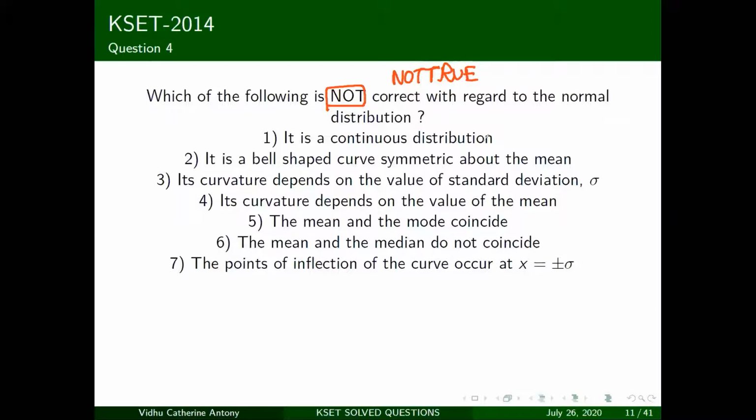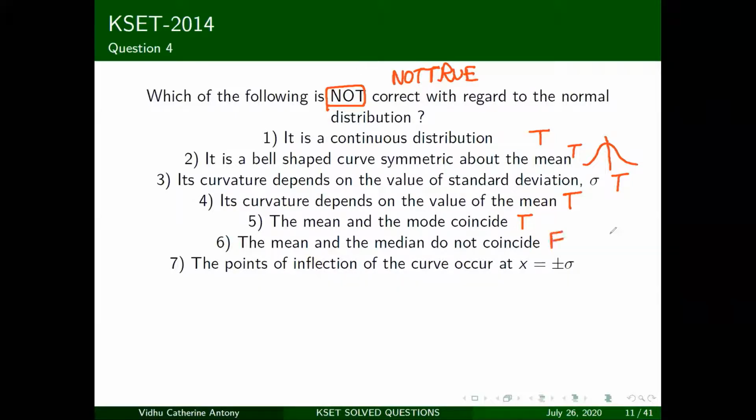So it is a continuous distribution. This is true. It is a bell-shaped curve symmetric about the mean. This is how your Gaussian distribution looks, and it is symmetric about the mean, so this is true. Its curvature depends on the value of the standard deviation. So you have sigma, this is true. Its curvature depends on the value of the mean. So this too is true. I will tell you why in a moment. The mean and the mode coincide. This is true. The mean, the mode, and the median coincide in the case of normal distributions. The mean and the median do not coincide.